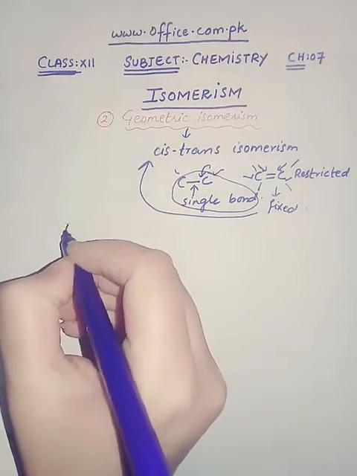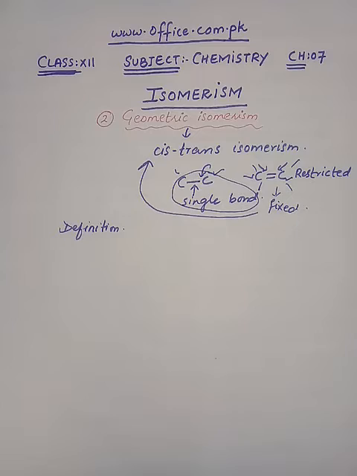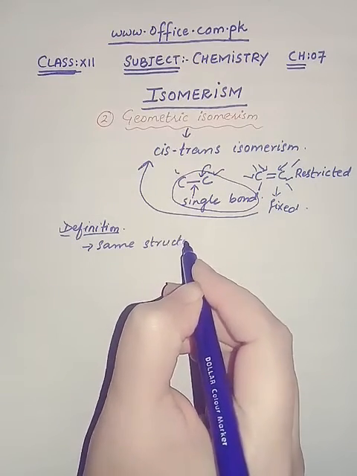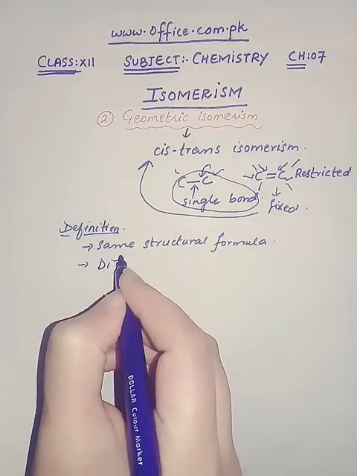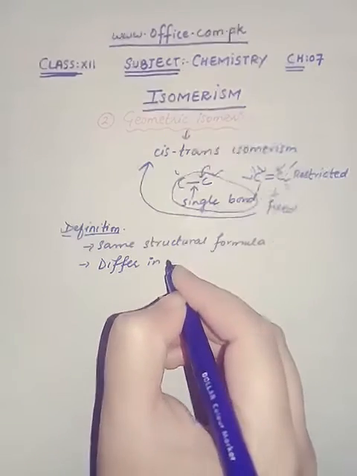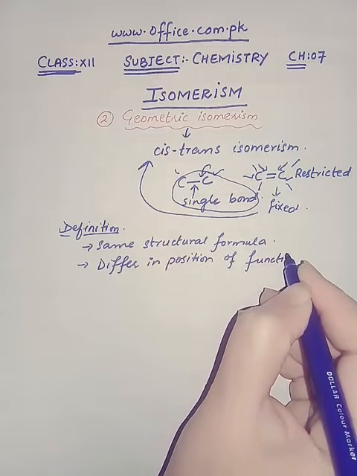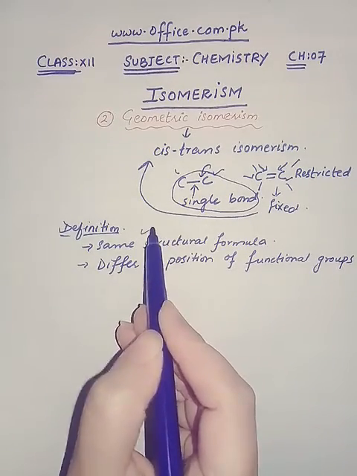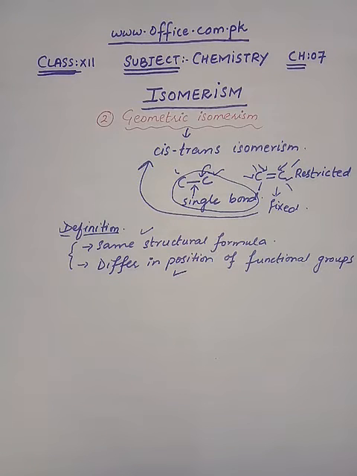Now let us look at the definition. The compounds which possess the same structural formula but differ in the position of functional groups are known as geometric isomers, and the phenomenon is known as geometric isomerism or cis-trans isomerism.